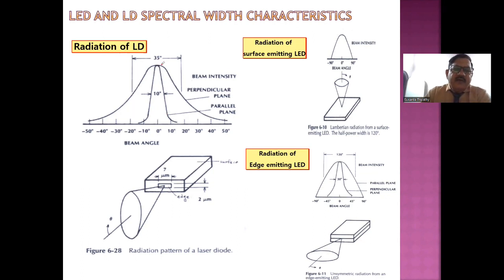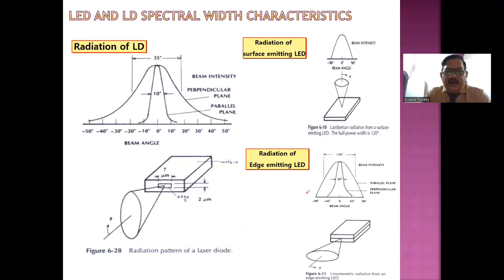And as you can see in the parallel plane, the distribution of intensity is something like this, where the FWHM is 10 degree, whereas for the perpendicular plane, the FWHM is something like 35 degree. In contrast, if you see the light emitting diode, the parallel plane is somewhere here. So as you can see, the light emission is more narrow in the parallel plane in case of your laser diode, whereas the light emission is broader in case of your LED in the parallel plane. So this is just the reverse trend which you are getting.